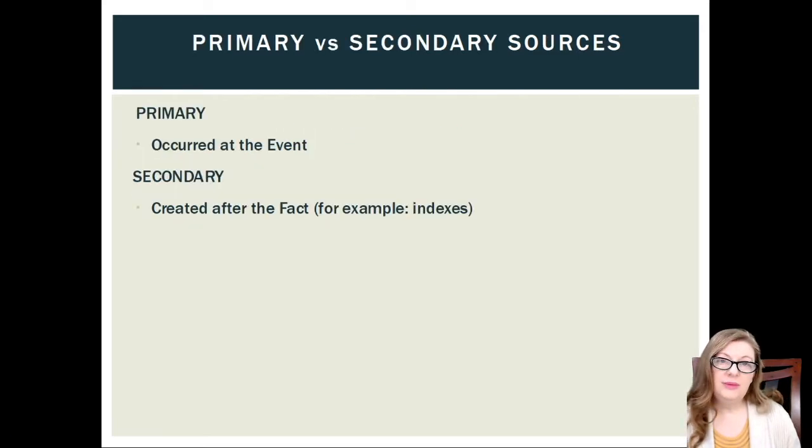We also talked about the difference between a primary and a secondary source. A primary source is that original document, such as a marriage bond. A secondary source is someone's interpretation of that original document. Perhaps it's an index or a transcription. Secondary sources are important because they help you find that original document or that primary source.